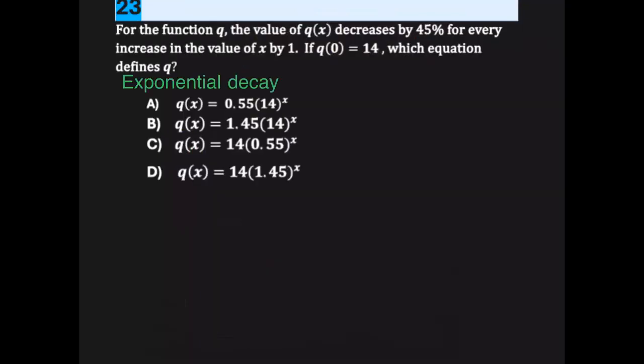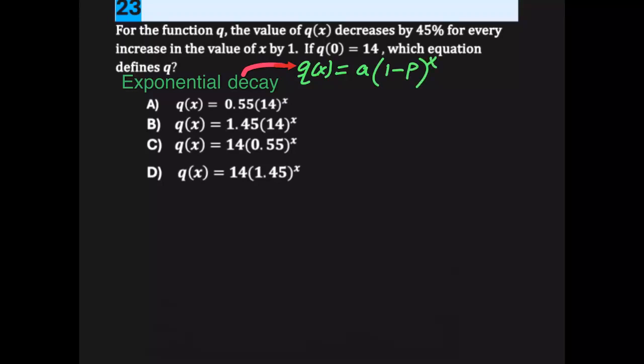Question 23, we have exponential decay. For the function q, the value of q of x decreases by 45% for every increase in the value of x by 1. If q of 0 is equal to 14, which equation defines q? Since q of x decreases exponentially, we're going to use this formula: q of x equals a times 1 minus p to the whole power of x. That's the exponential decay formula.